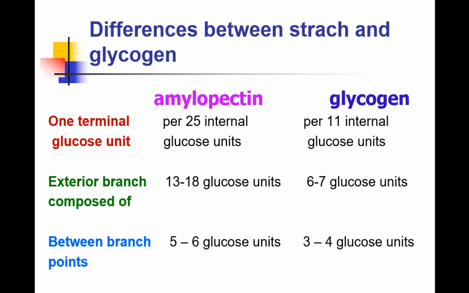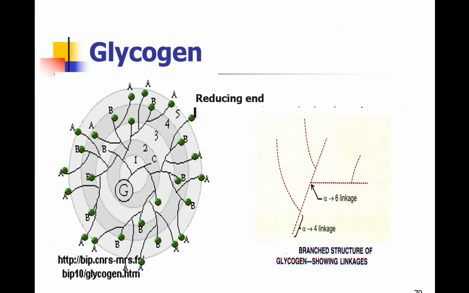Now the exterior branch of starch is composed of 13 to 18 glucose units, and in glycogen it is 6 to 7 glucose units, and between the branch points in amylopectin or starch it is 5 to 6 glucose units, and in glycogen it is 3 to 4 glucose units. This indicates that glycogen is more complex compared to starch and it is more compactly arranged. See, this is more compactly arranged.